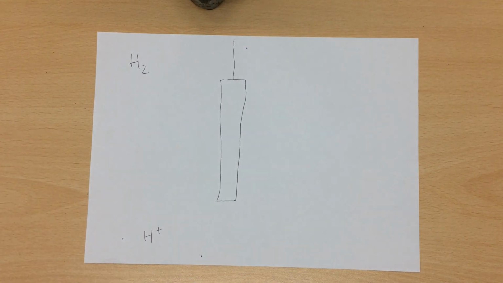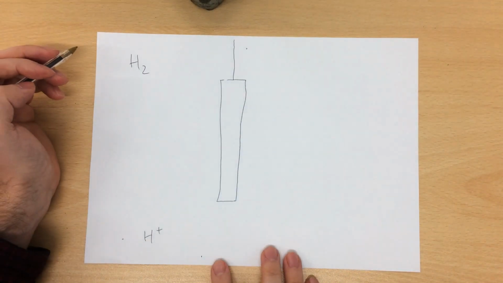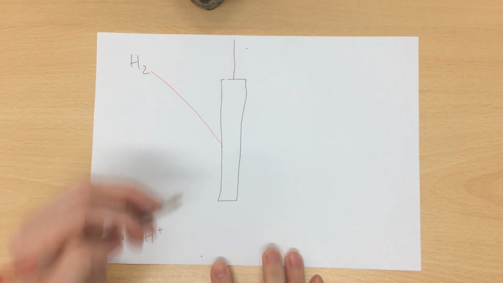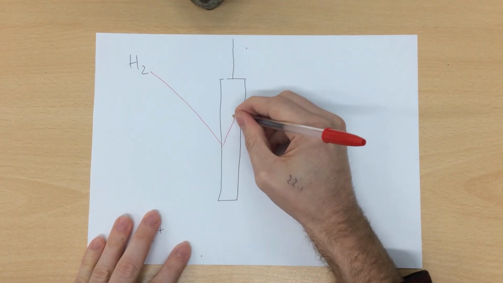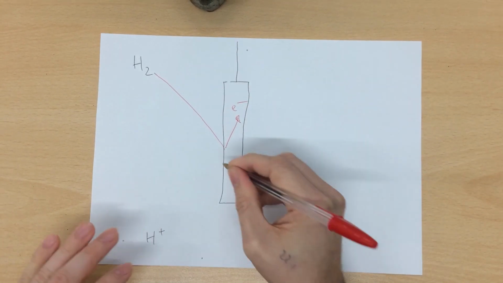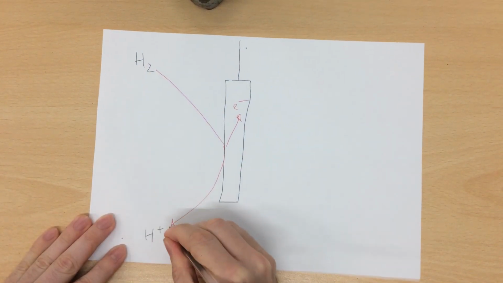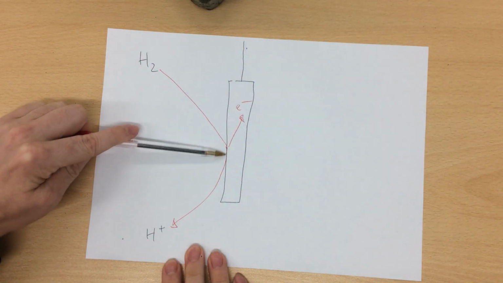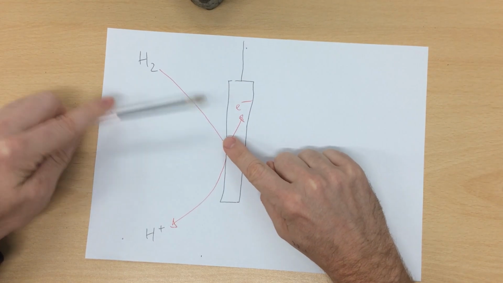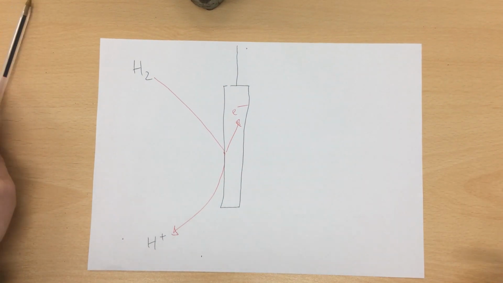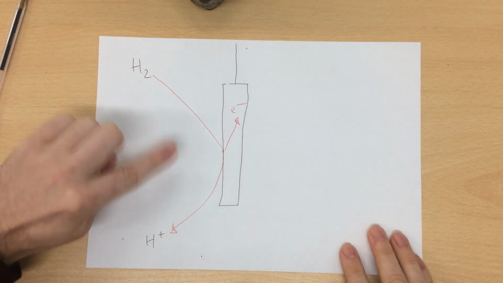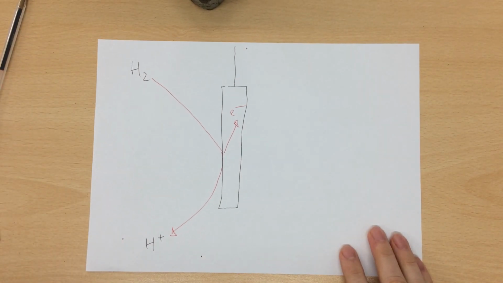Here's one I made earlier, Blue Peter style. So either your hydrogen gas will hit the electrode, it will lose an electron, and it will change into H+, or the reverse can happen and H+ can pick up an electron to become, well, half H2 if this was balanced. Okay, so we've got this reversible reaction going on there.